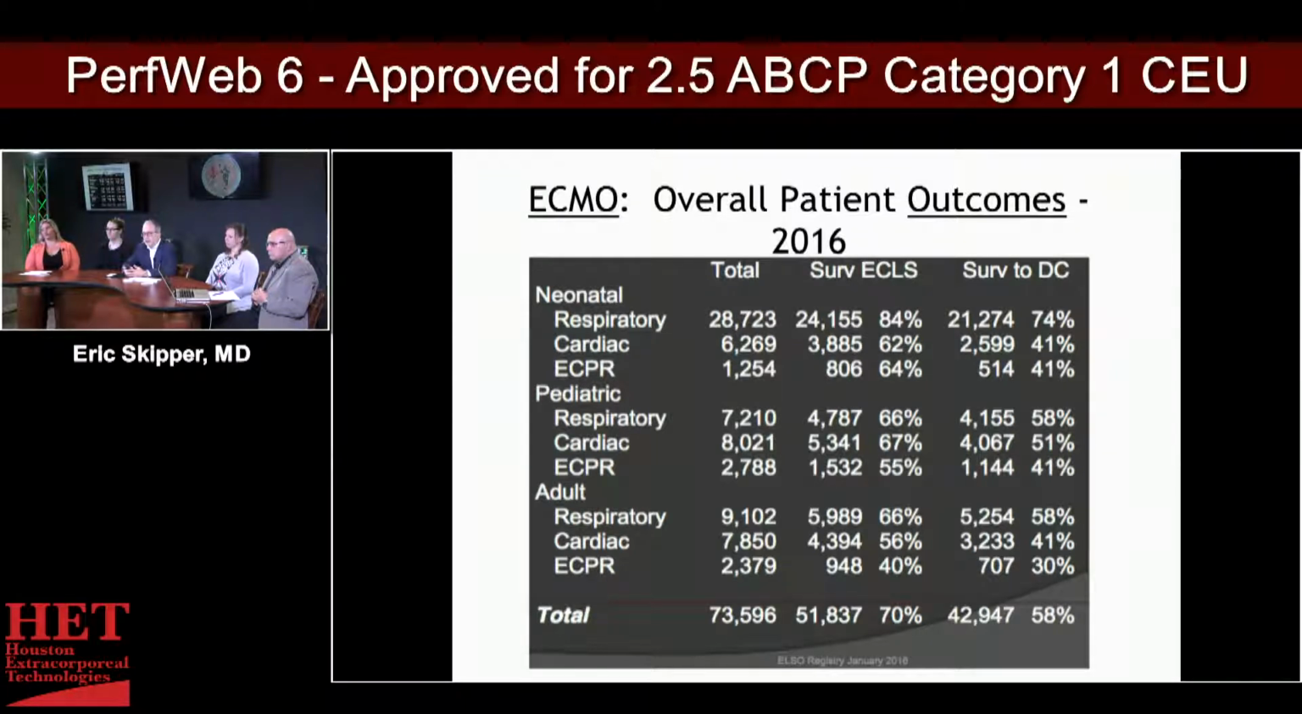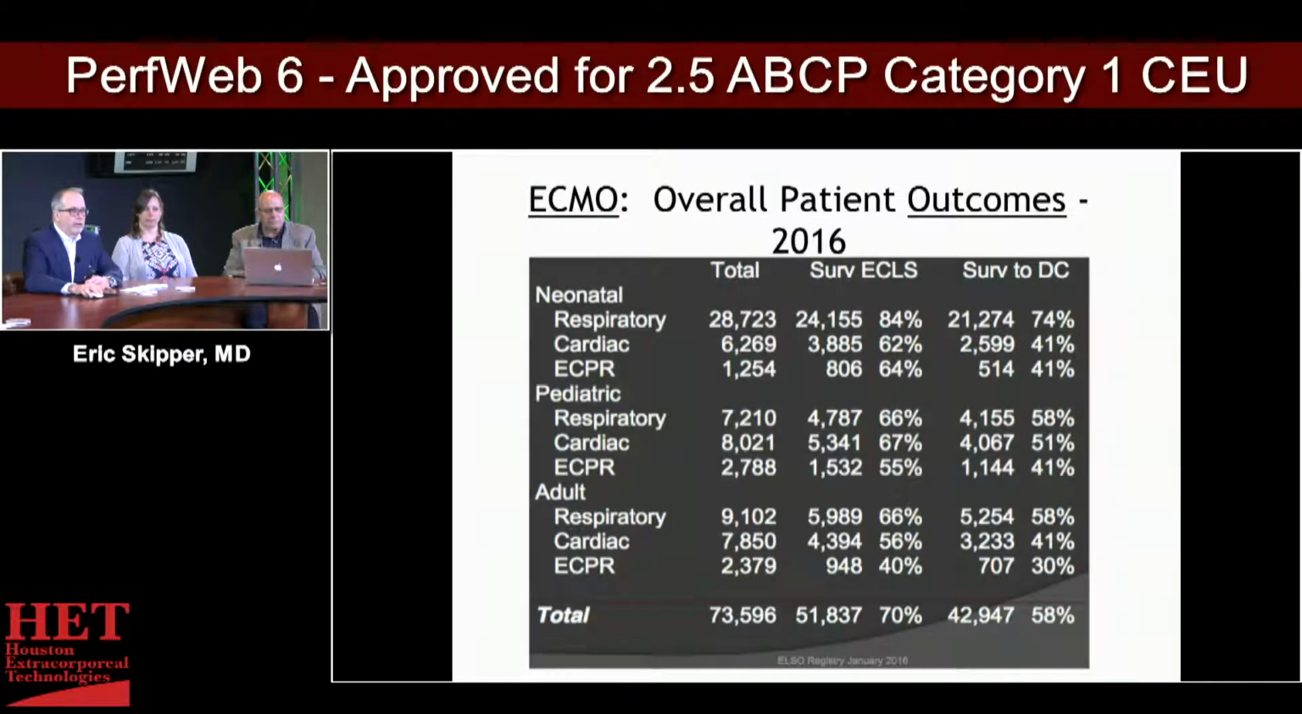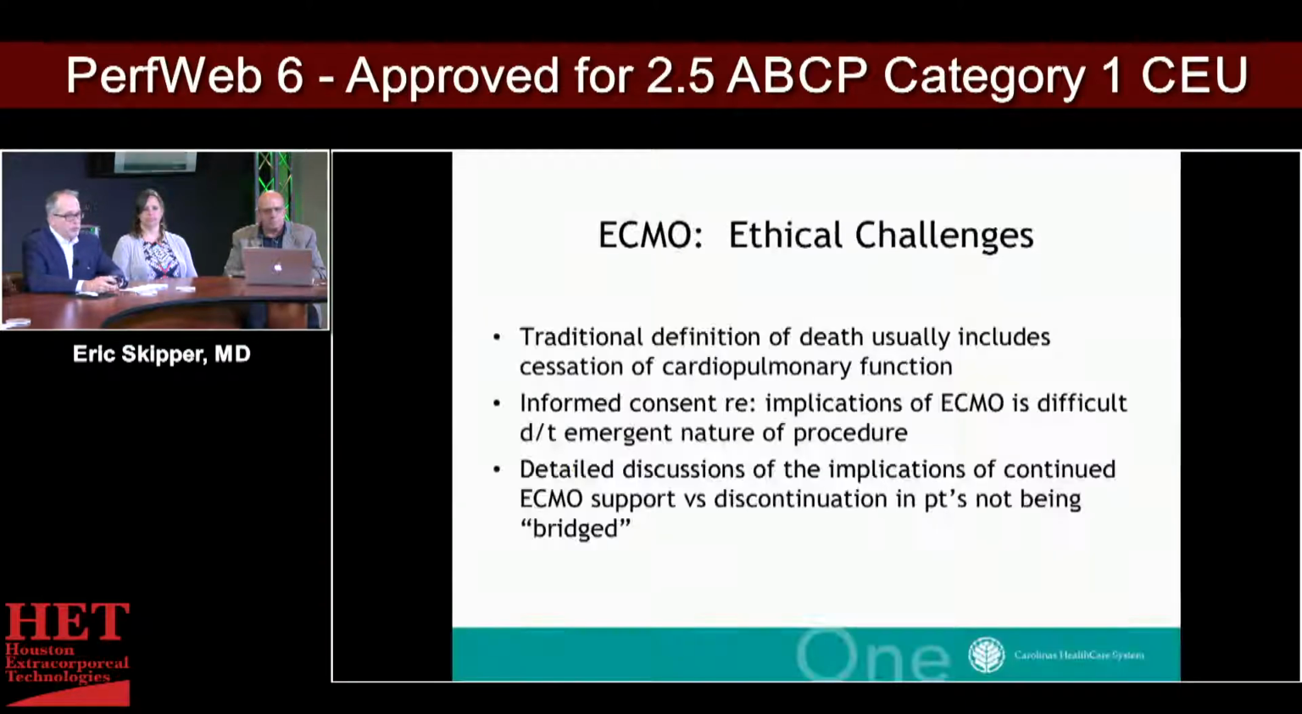In 2016, this slide kind of summarizes outcomes, and what you'll notice, I'm going to just focus on the adult side, if I can make the pointer work, there we go. So, at best, we're at 58% for respiratory problems requiring ECMO, 41% for cardiac, and if the patients go emergently with CPR, we're down about 30%. So we're still under 60% survivorship. So you really want to make sure you're picking patients that have a high likelihood of benefiting from the technology.